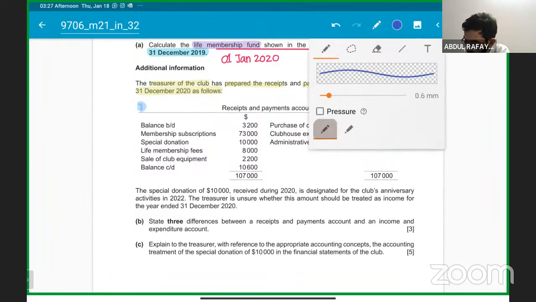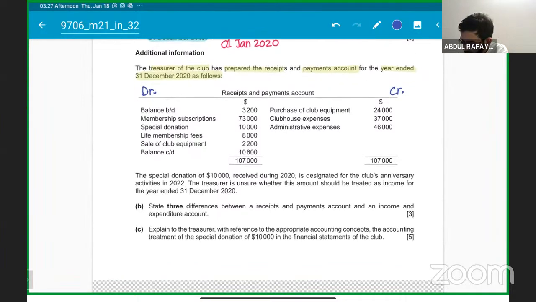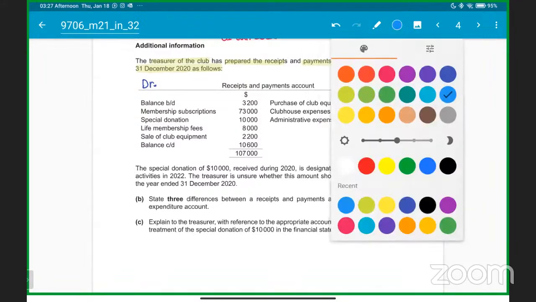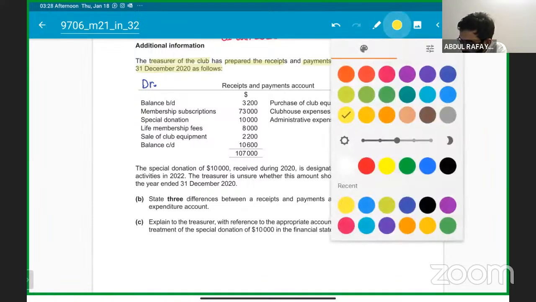The income is being received on the debit side, this is called the receipt. Whatever you are receiving and whatever payments you are making will be recorded here, just like the cash book. Everyone getting it? Is everyone clear with me? You are recording whatever you have received on the debit side and whatever payments are being made on the credit side. So we have made payments for administrative expenses and clubhouse, purchase of club equipment, so an asset.